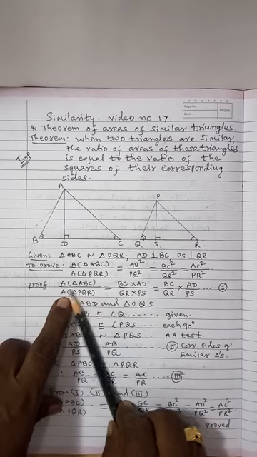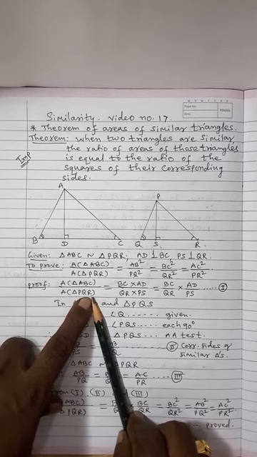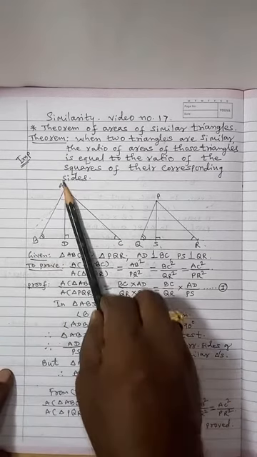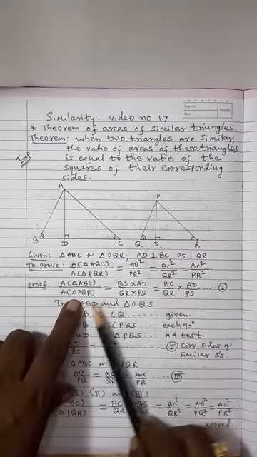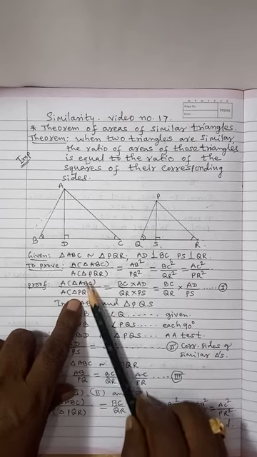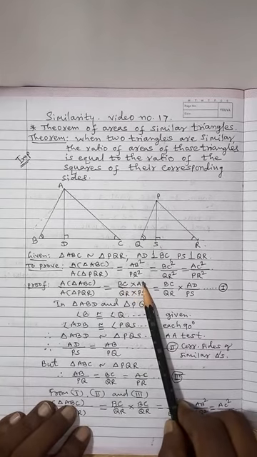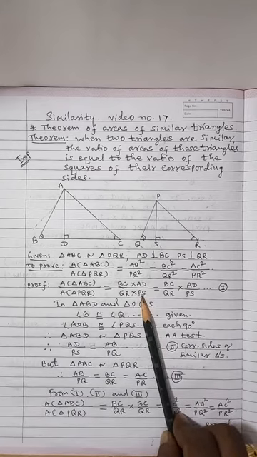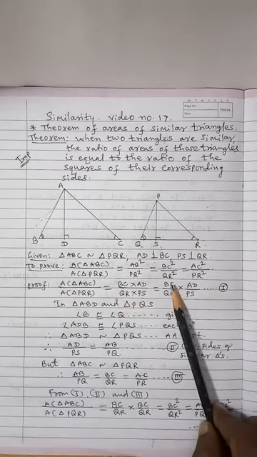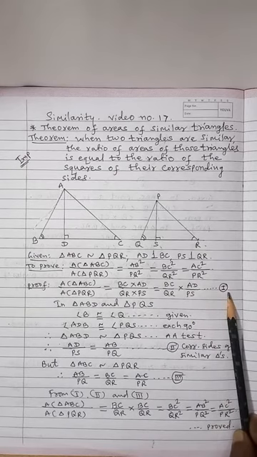Listen, area of triangle ABC upon area of triangle PQR. Pay attention, BC is the base, AD is the height, QR is the base, PS is the height. So the ratio of the areas of these two triangles is equal to the ratio of the products of the bases and the corresponding heights. Yes, we know this result. So this can be written as BC upon QR into AD upon PS, result number 1.